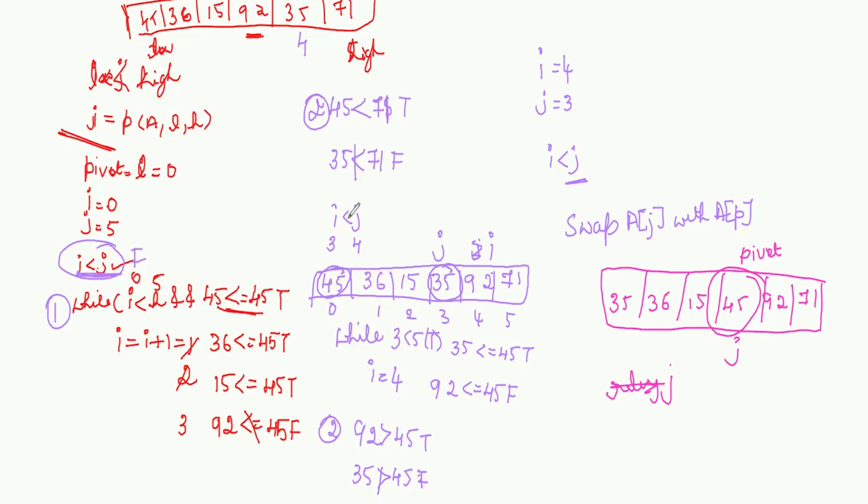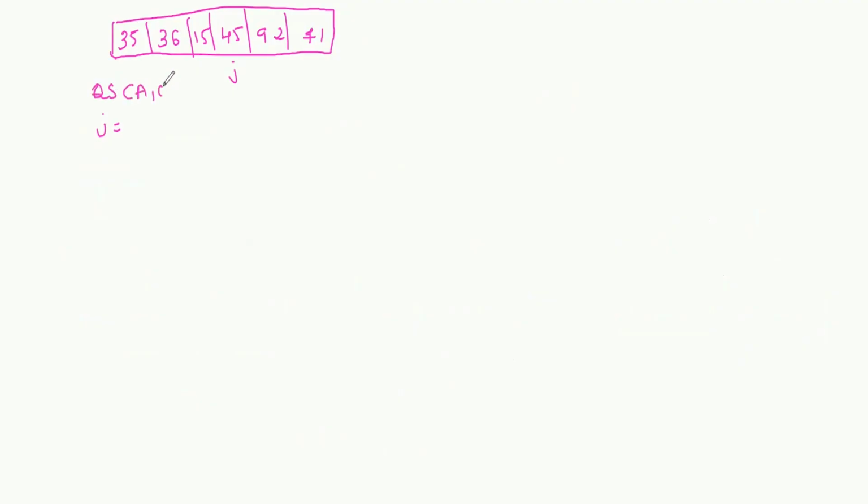So let us see. Let's write down our array: 45, 92, and 71. This was our array, and this was the j value we had written. Now remember, we had stored this value. When it comes to quicksort, when we call the quicksort function of A comma 0 comma 5, we said that j is equal to the partition function. So here j is going to get the value of 3.